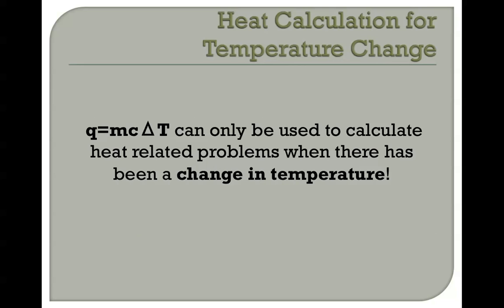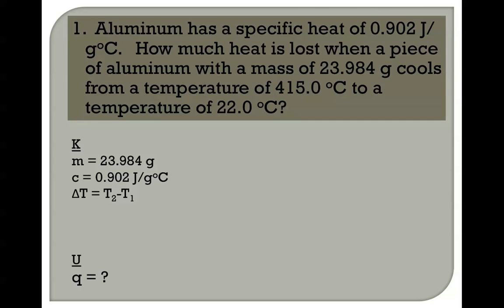So Q equals mc delta T is used to calculate these heat-related problems when there has been a change in temperature. When we get into phases, honors, we're going to do this in the next concept, regions, this will happen later in the year. We're going to see that there can be processes that happen without a temperature change, and we can't use this formula. But when we do have a temperature change, we can use this formula.